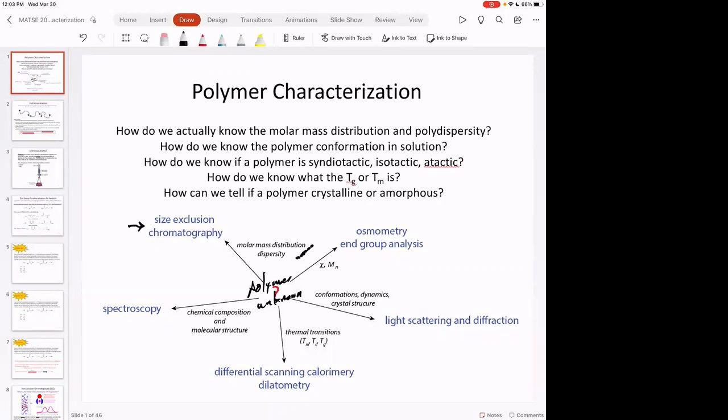All right. Let's see. We have osmometry and end-group analysis. So we can get molecular weight and also the chi interaction parameter from osmometry. We're going to talk a little bit about that.